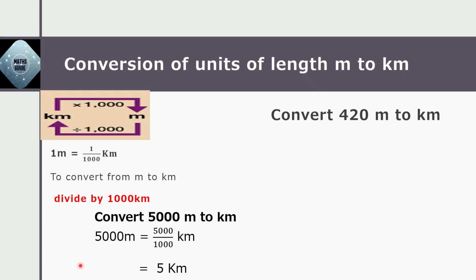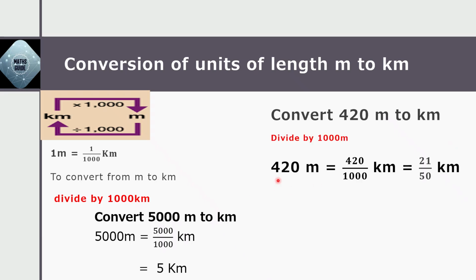Look at another example. Convert 420 meter to kilometer. The rules are same. We have to convert from smaller to bigger unit. We will always divide. So let's divide 420 by 1000. As you can see that it is in the form of fraction, we can simplify them. After simplifying, we get 21 by 50 kilometer in its lowest term.